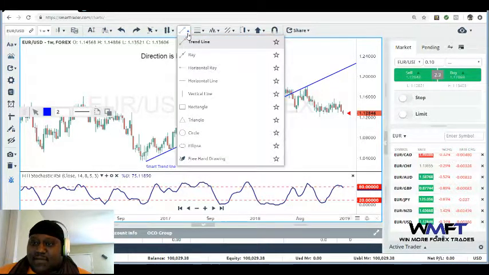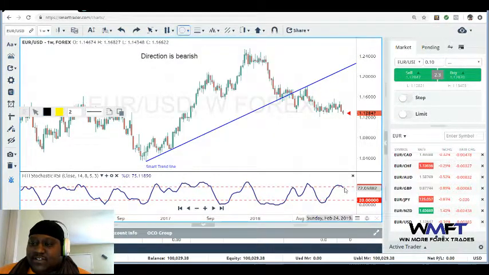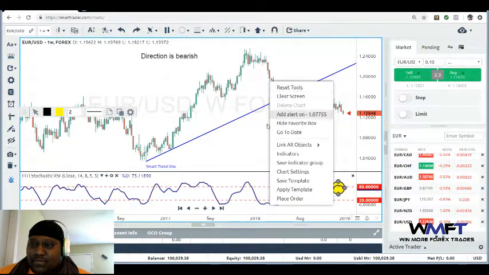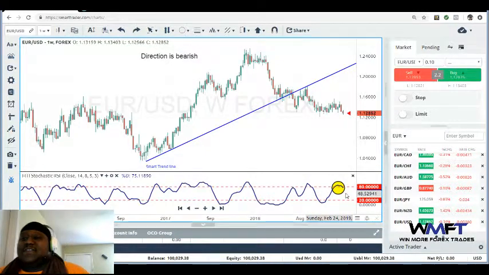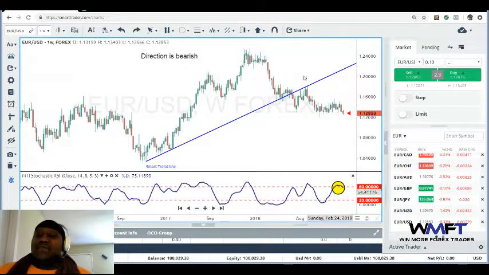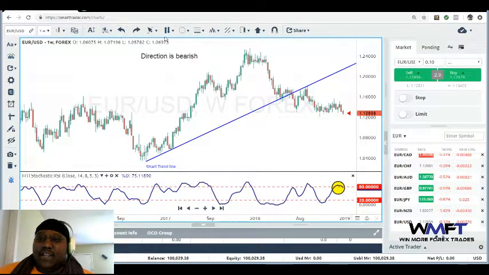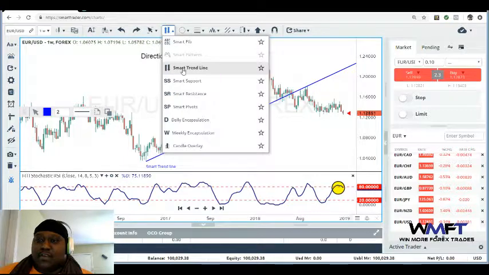And then let's look at the stochastic. The stochastic is overbought and is already starting to turn and head south. So that is a good indicator that we need to look to sell the market.